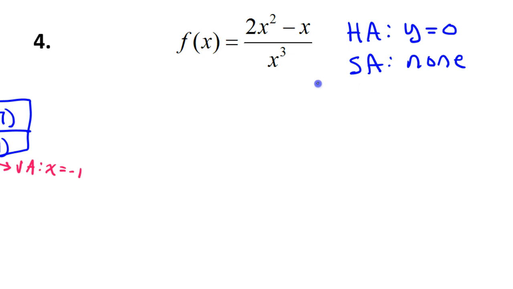Will there be a vertical asymptote? Well, we don't know anymore. We used to just set the denominator equal to 0 and not worry about it. Now we have to worry about whether things are canceling out, so we need to factor first. The numerator has a GCF, so as I factor that, I'm going to get 2x minus 1.